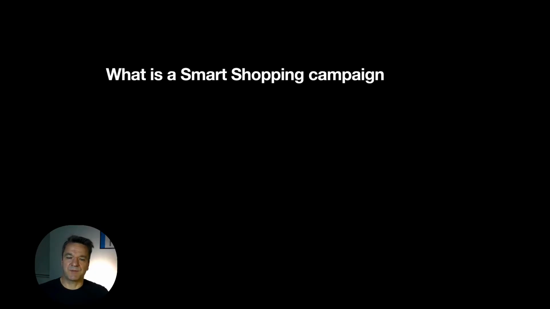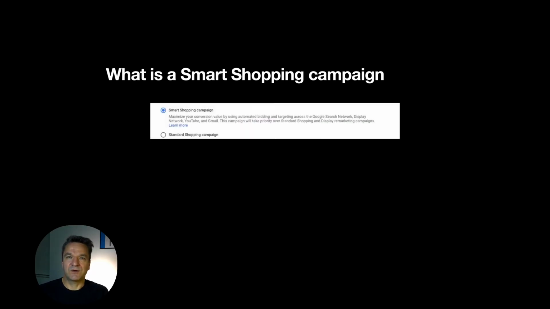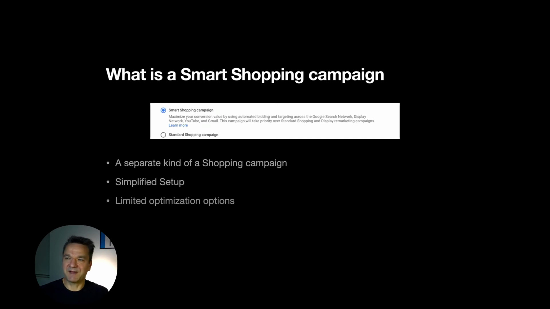A Smart Shopping campaign is a type of shopping campaign. When you create a shopping campaign, you have to choose whether your campaign will be a smart or standard campaign. Smart campaigns offer a simplified setup and also limited optimization options. Also, Smart Shopping campaigns heavily use Google's machine learning algorithms.